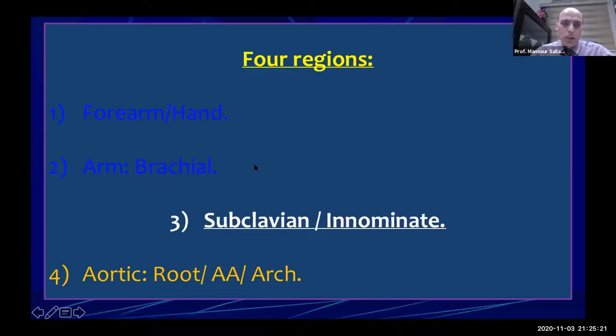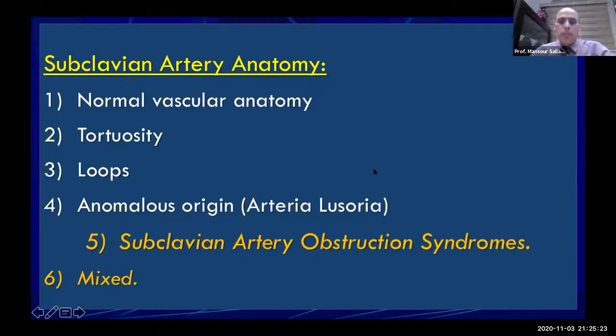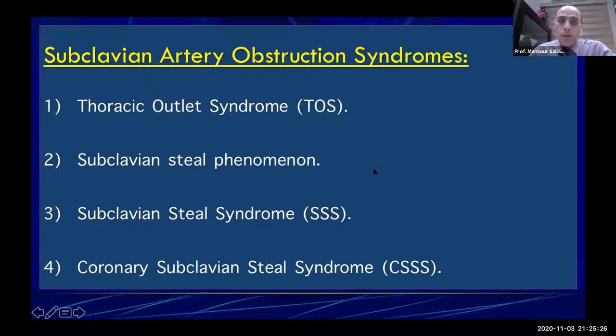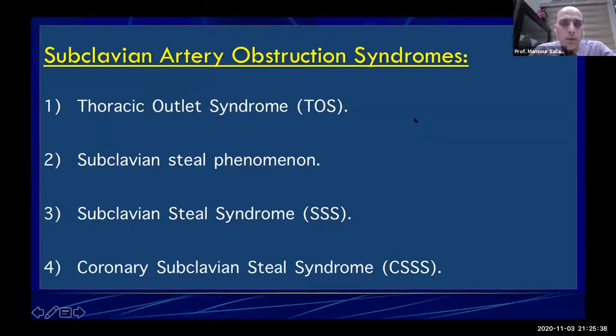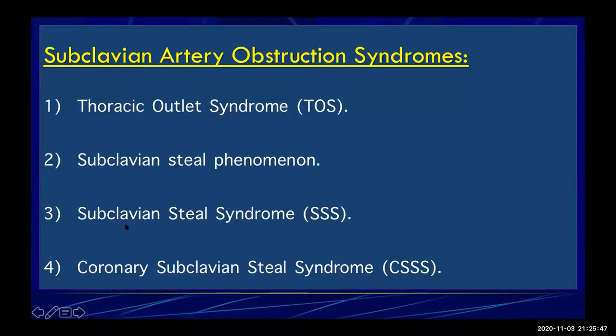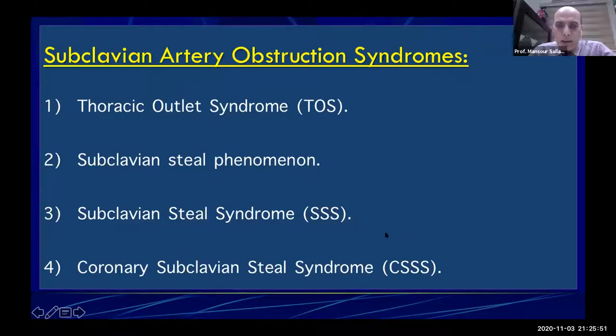Okay. So we'll discuss today, inshallah, or tonight, subclavian artery obstruction syndrome. Once we have any obstruction, occlusion, or compression from outside, we do expect one of four phenomena or vascular issues: thoracic outlet syndrome, subclavian steal syndrome, subclavian steal phenomenon, coronary subclavian steal syndrome.